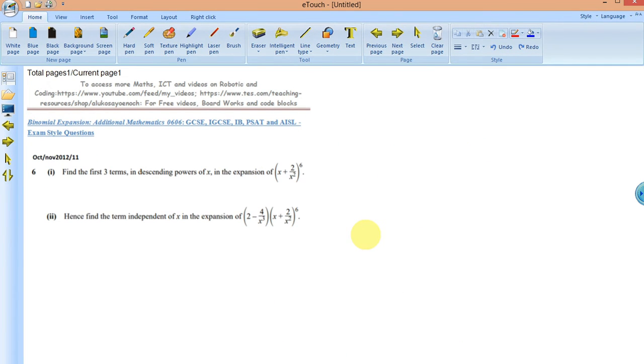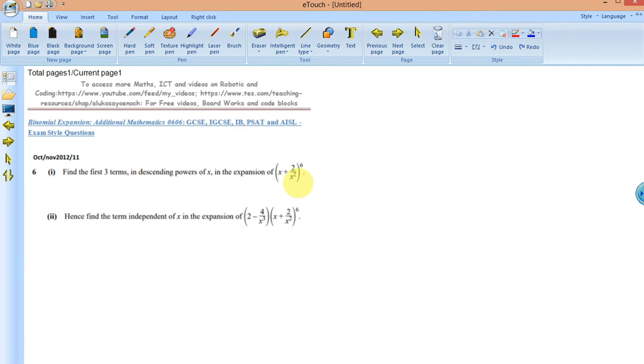Okay guys, here is the next question. Find the first three terms in the descending power of x in the expansion of (x + 2/x²) all raised to the power of 6. And hence find the term independent of x in the expansion of (2 − 4/x³) into (x + 2/x²) raised to the power 6.